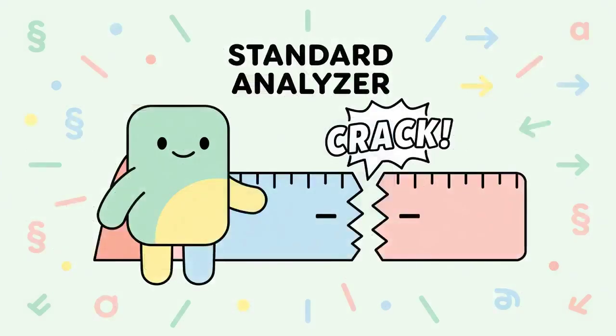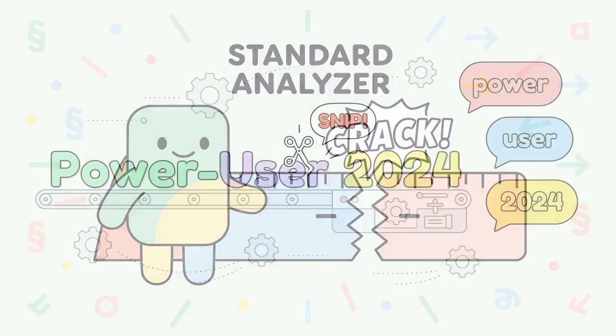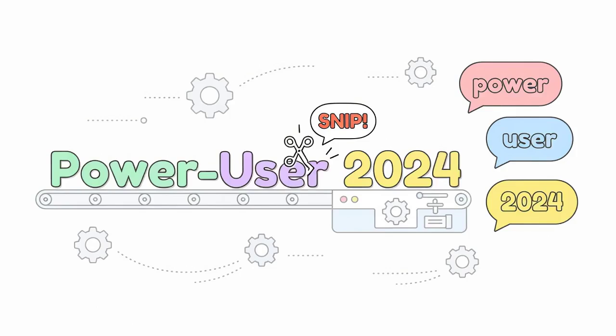The standard analyzer is Elasticsearch's default. Its standard tokenizer splits text on Unicode word boundaries, which means punctuation like hyphens, dots, and slashes all act as separators. Run Power-User-2024 through the standard tokenizer and you get 3 tokens: Power, User, and 2024. The hyphen acts as a breakpoint, severing the compound term into pieces.